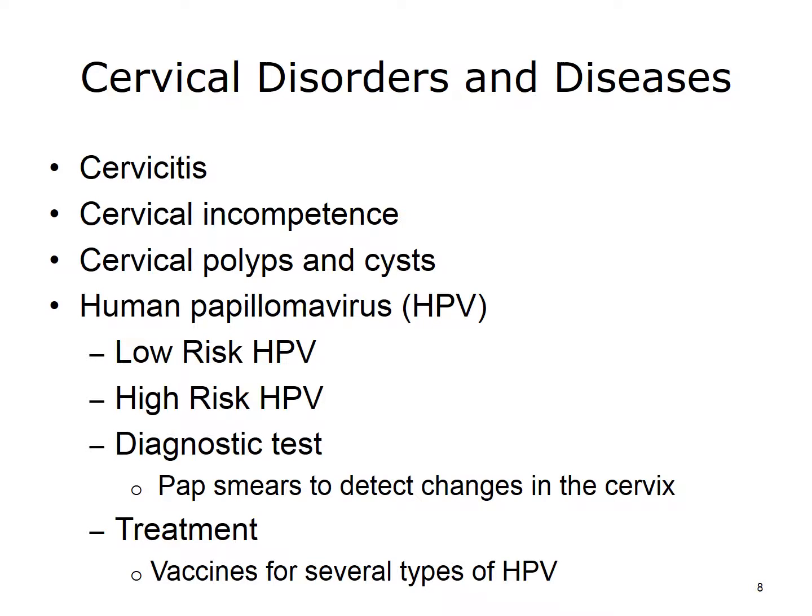High-risk HPV can lead to cancers of the cervix, vulva, vagina, and anus. Pap smears can be used to diagnose changes in the cervix associated with these problems. There is a vaccine which protects against several types of HPV.